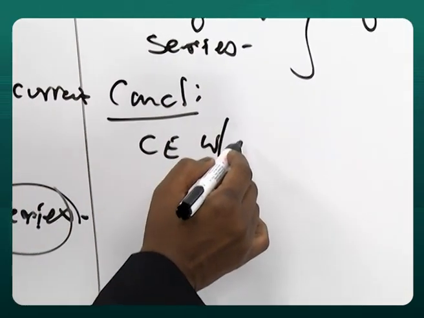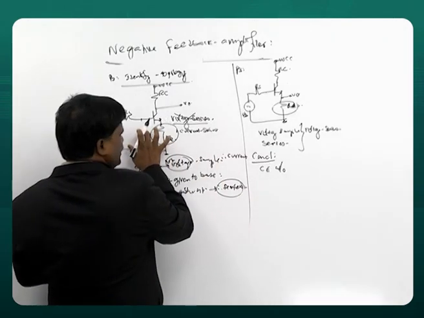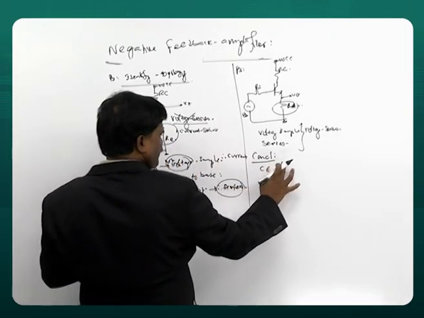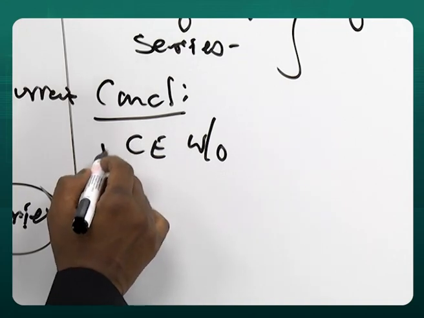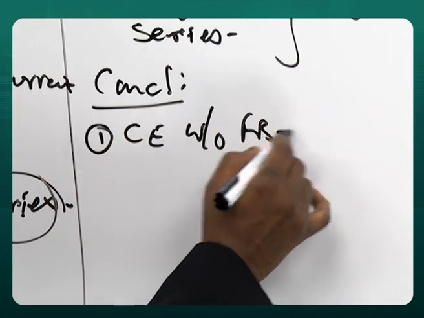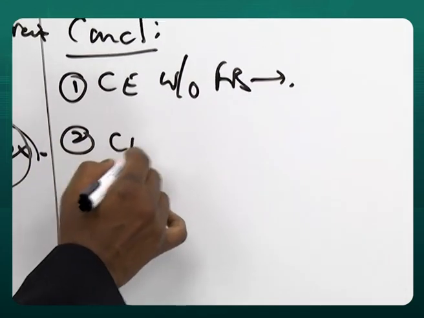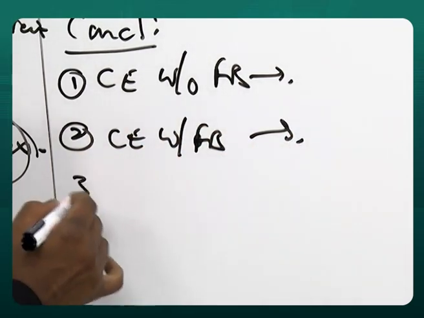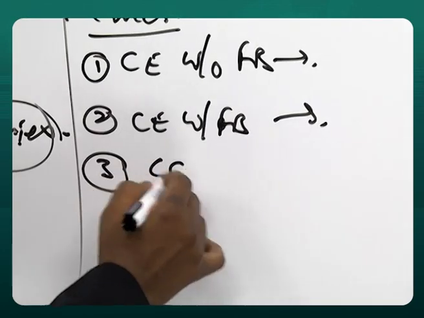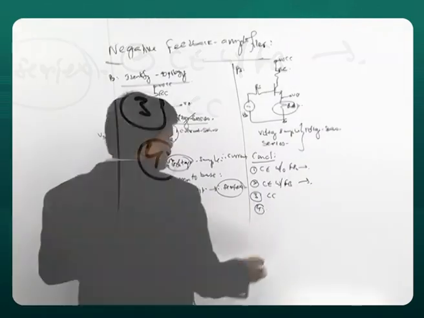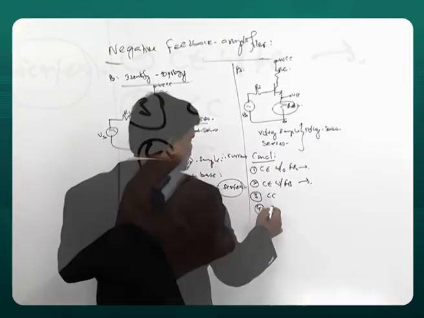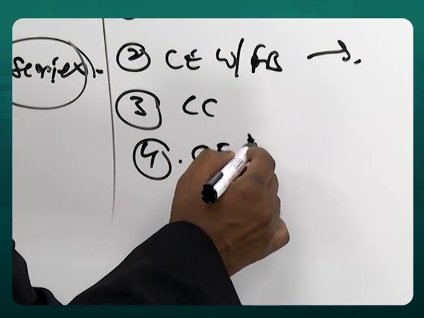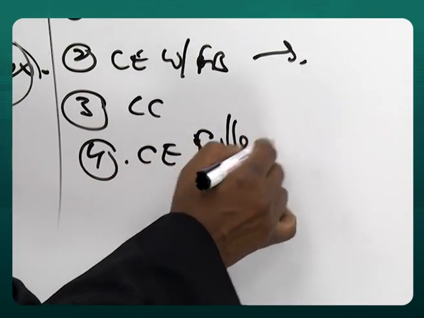CE without feedback, this is common emitter. CE without feedback. CE with feedback. This is called CC. And our first problem is CE with collector to base.